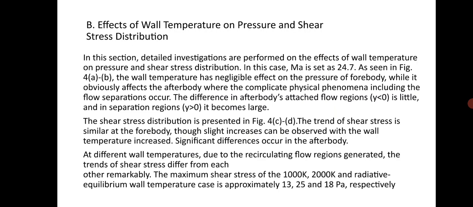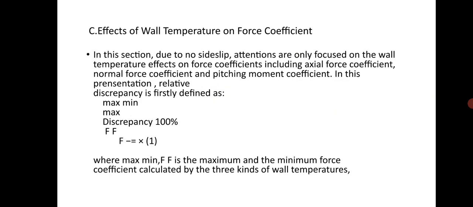The shear stress distribution is presented in figure 4c and d. The trends of shear stress are similar at the forebody, though a slight increase can be observed with wall temperature increase. Significant differences occur in the afterbody. At different wall temperatures, due to the recirculating flow regions generated, the trends of shear stress differ from each other remarkably. The maximum shear stress of the 1000 Kelvin, 2000 Kelvin and radiative equilibrium wall temperature cases is approximately 13, 25 and 18 Pascal respectively.